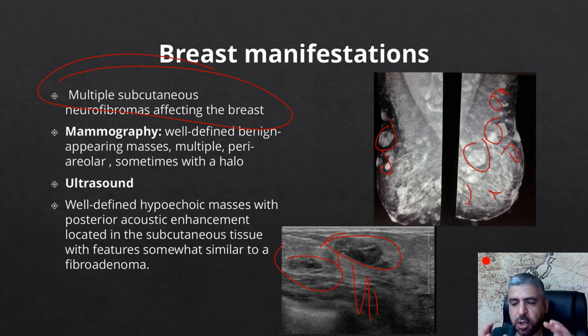It looks like a fibroadenoma. Basically, you'll do an ultrasound and you'll see a lot of lesions that look like fibroadenomas, even with some posterior acoustic enhancement, but they are not fibroadenomas. They are multiple neurofibromas. So breast manifestations include innumerable subcutaneous neurofibromas affecting both breasts, as in this example.